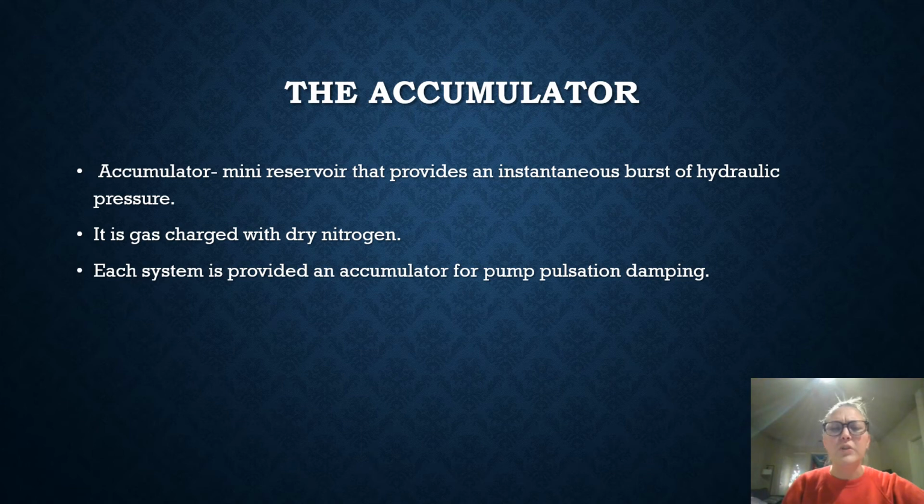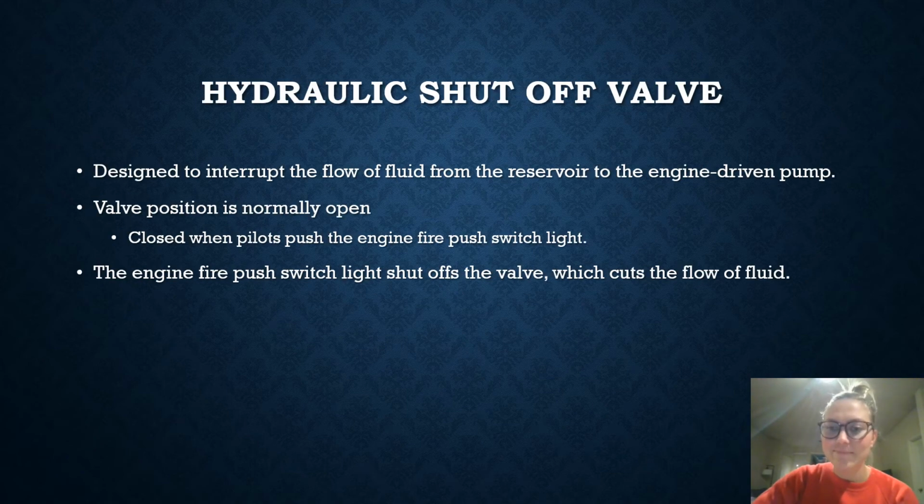And then whenever the switch is in the on mode, that means that your ACMP is in manual mode. So very quickly, we'll just discuss the accumulator. It's just a mini reservoir that provides an instantaneous burst of hydraulic pressure. It's gas charged with dry nitrogen, and then each system is provided with an accumulator for pump pulsation dampening.